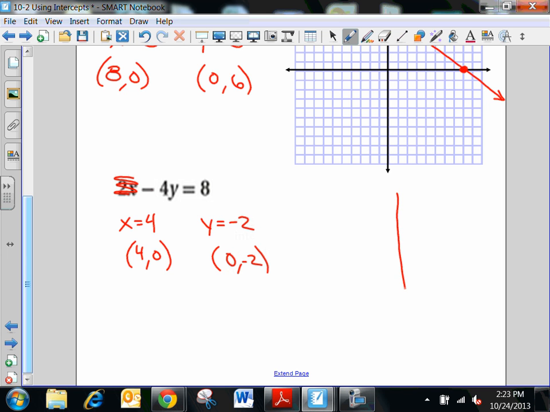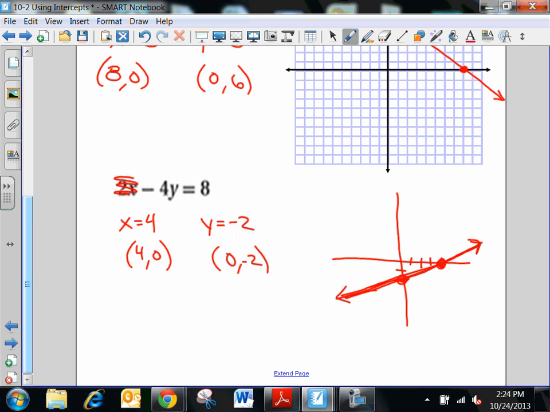So when I graph these, I didn't have a graph. Let's just make a graph here. 4, 0: 1, 2, 3, 4. I'll be plotting a point there. And then 0, -2, plotting a point there. Now we graph the line that goes through both of those. Okay? So that would be the line that I would graph for this second example. Okay? So those two are graphing lines.